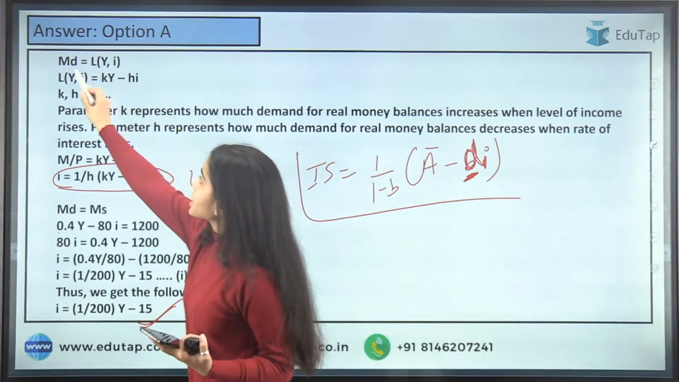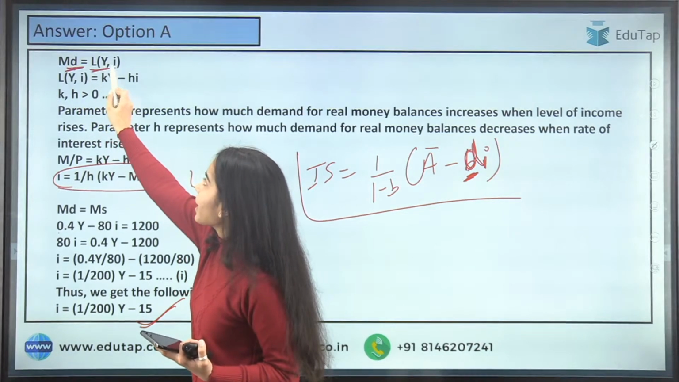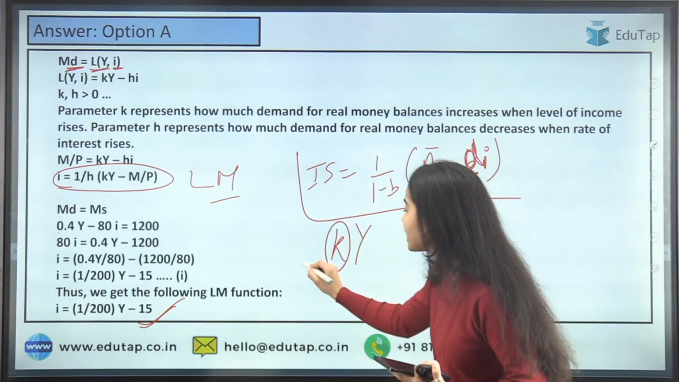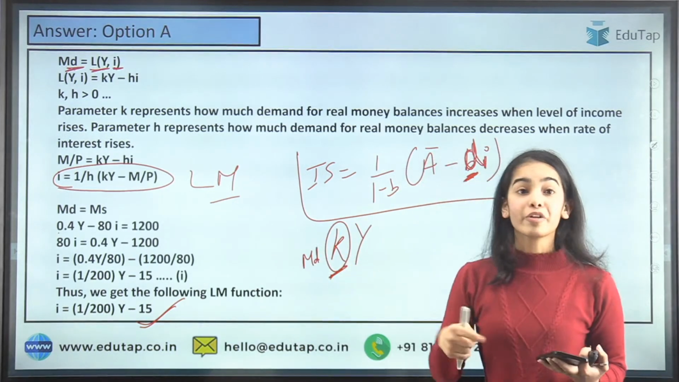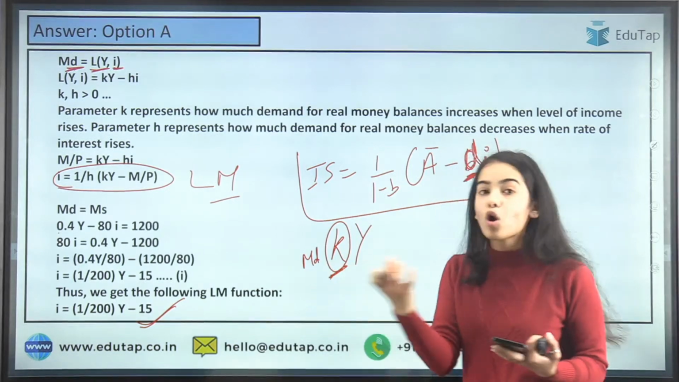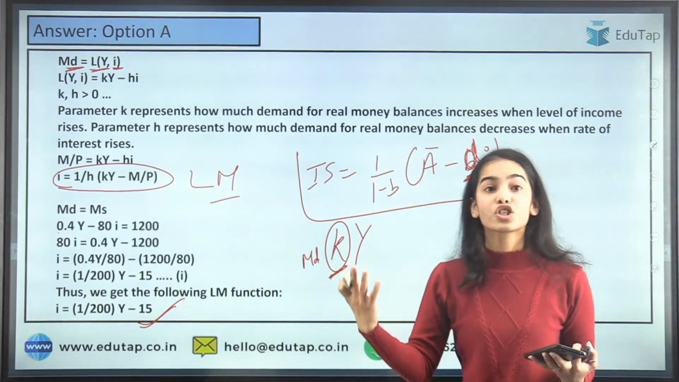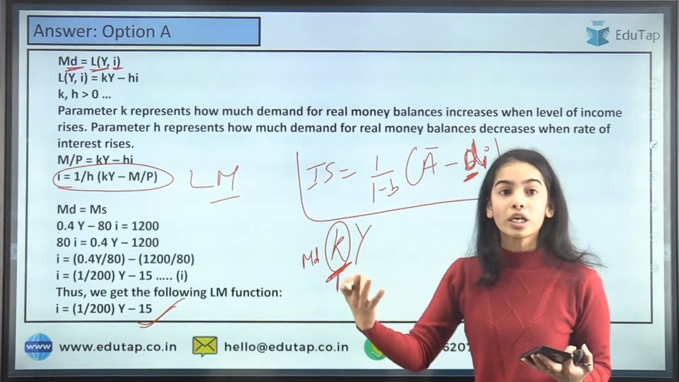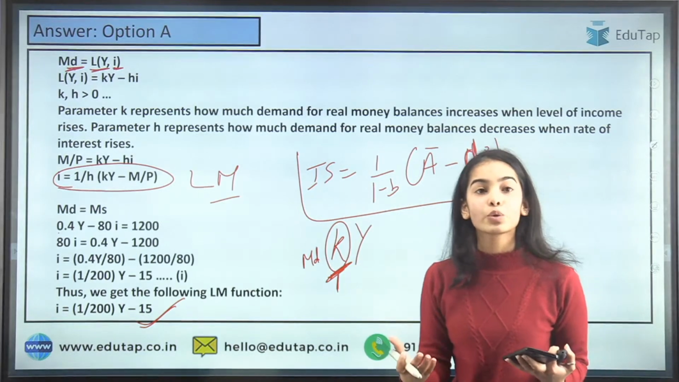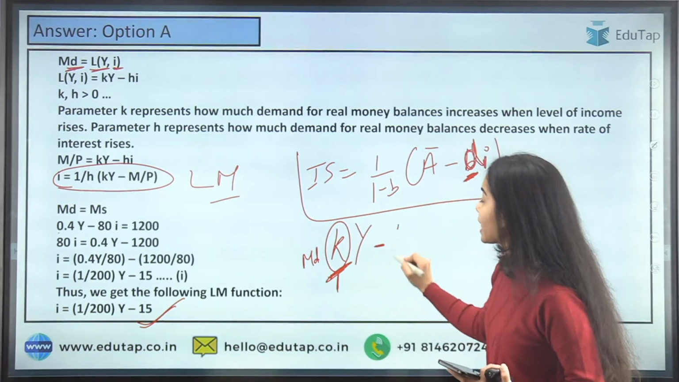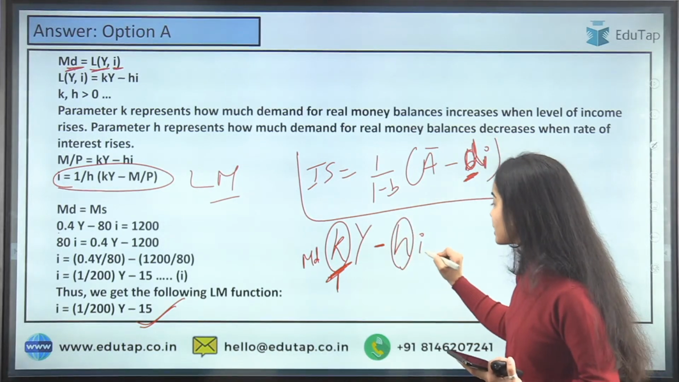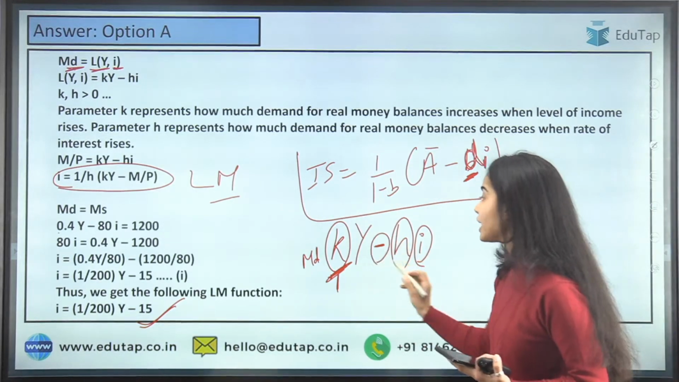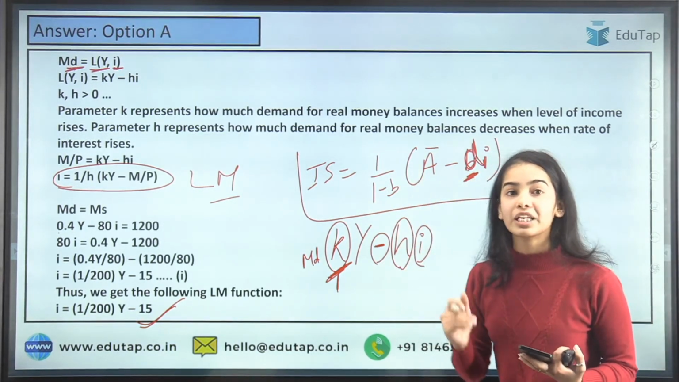The money demand depends on the income and the interest rate. It is positively related to income, showing how the money demand will change with income. We want more money for transactions because we are richer now and want to spend. This is how much more demand for money you will have. Minus HI: this H shows that with the interest rate increasing, your demand for money will decrease.